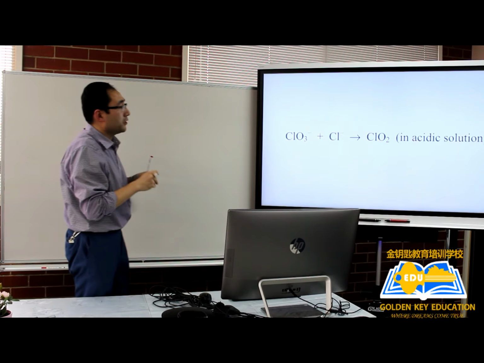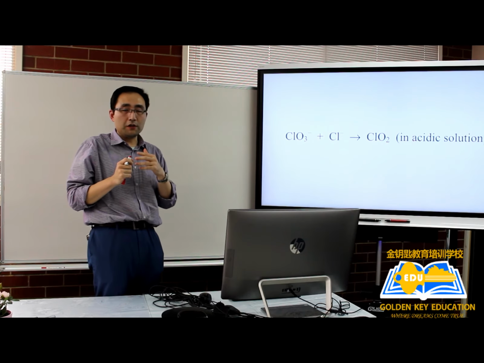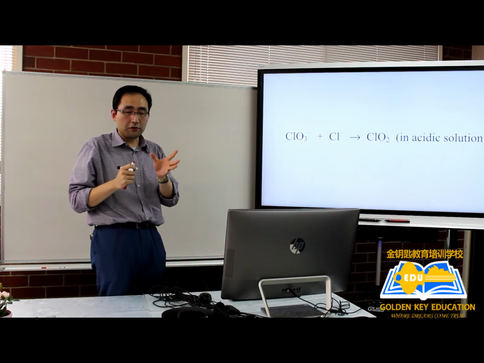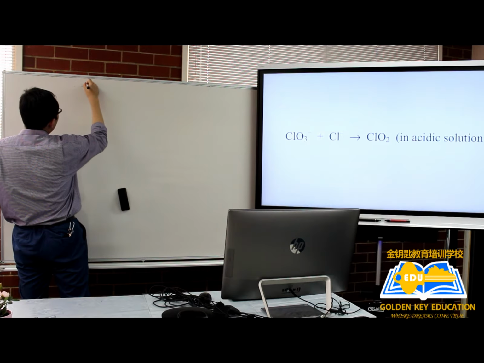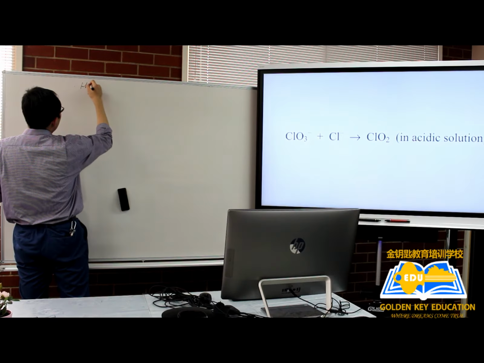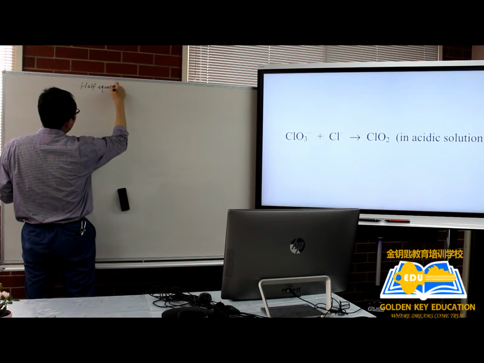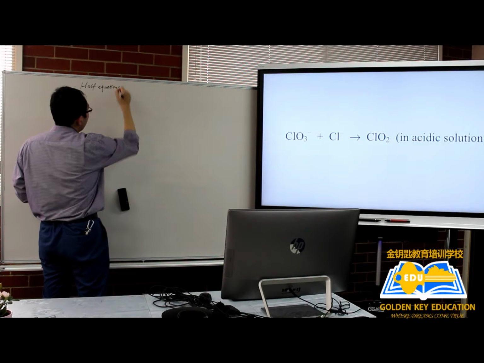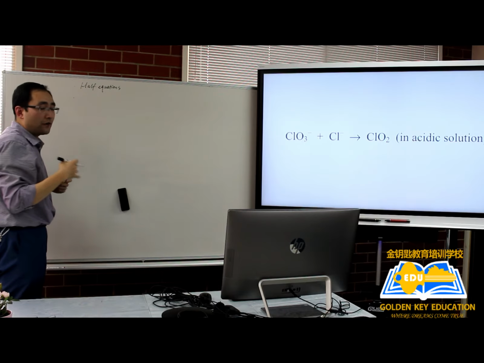Now, before we actually do the problem solving, I would like to go through the essential techniques, or the steps that we need to take to balance such a redox reaction, okay? Now, first of all, we need to separate a given equation into two half equations, right? Half equations. And the second step is we're going to balance each half equation.